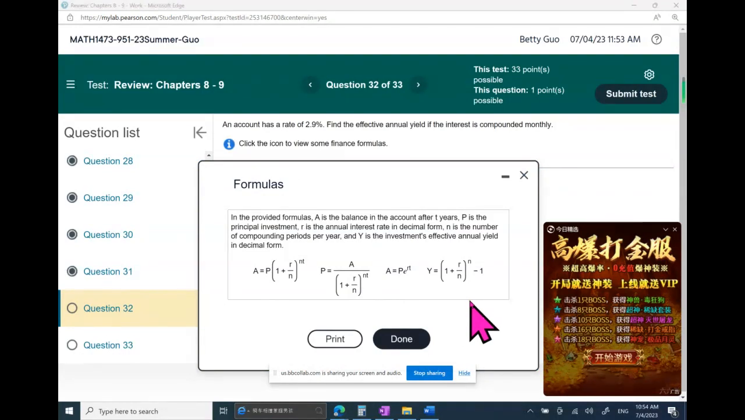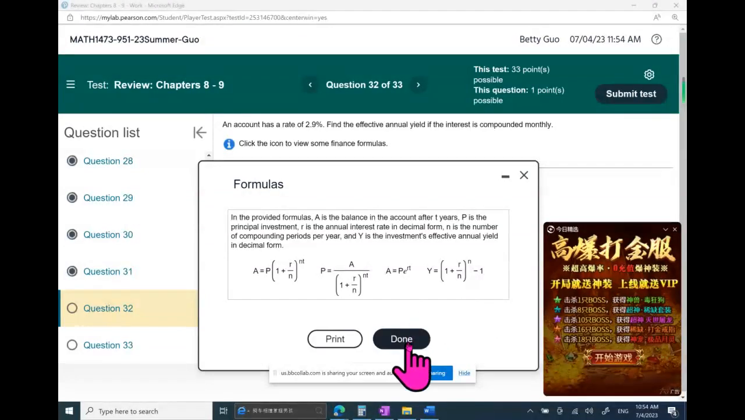So let's use the formula. I'm going to start a parenthesis, 1 plus, start another parenthesis. In the second parenthesis, we're going to have the monthly interest rate, 0.029 divided by 12. Close the monthly interest rate. Close the compounding factor. Raise to the power 12. And then minus 1 from it. And I got a decimal.